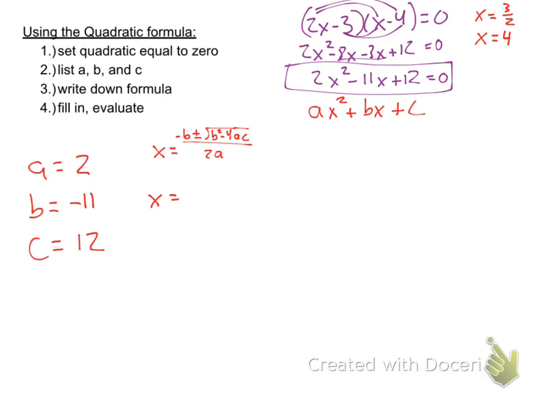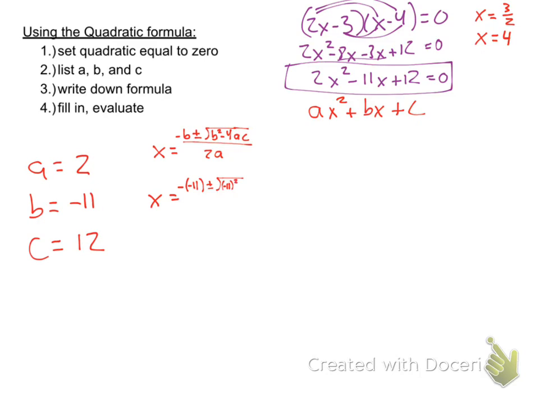So, the way I like to do this is I like to use parentheses every time I substitute. When you play coach, use parentheses. What is the opposite? What is b? It's a negative 11. So I put a negative 11 inside parentheses. It has a negative out front. That will change it. Plus or minus square root b squared. Nope, not b squared. What is b again?